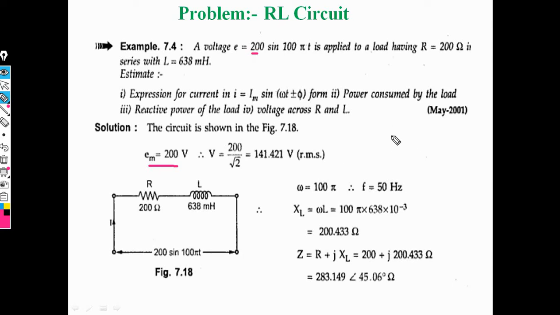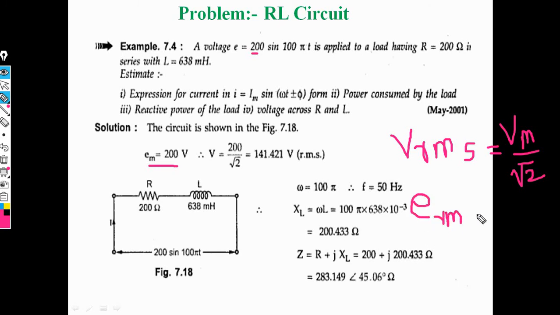Then the RMS voltage. First we have to calculate VRMS, that is Vm upon root 2. Here consider E for voltage, that is ERMS is equal to Em upon root 2. Em is given as 200 by root 2. Then we obtain the voltage in RMS.